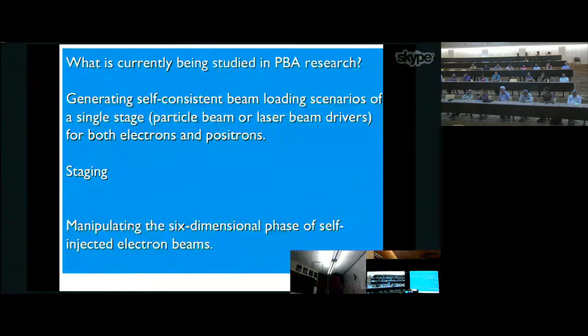Okay, so what is currently being studied in plasma-based accelerator research? It's generating self-consistent beam loading scenarios of a single stage with particle beam or laser beam drivers for both electrons and positrons, staging, and manipulating the 6-dimensional phase space of self-injected electron beams. So let me go through a few of these. If I'm running out of time, just let me know and I can skip to the conclusion.